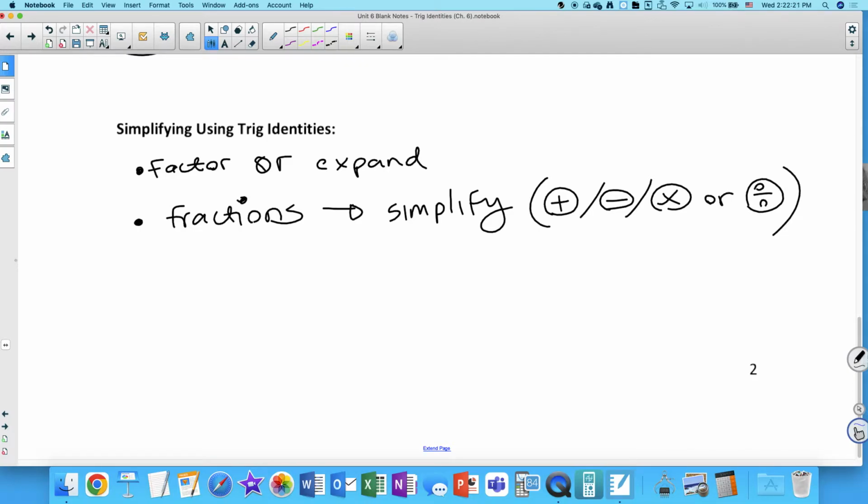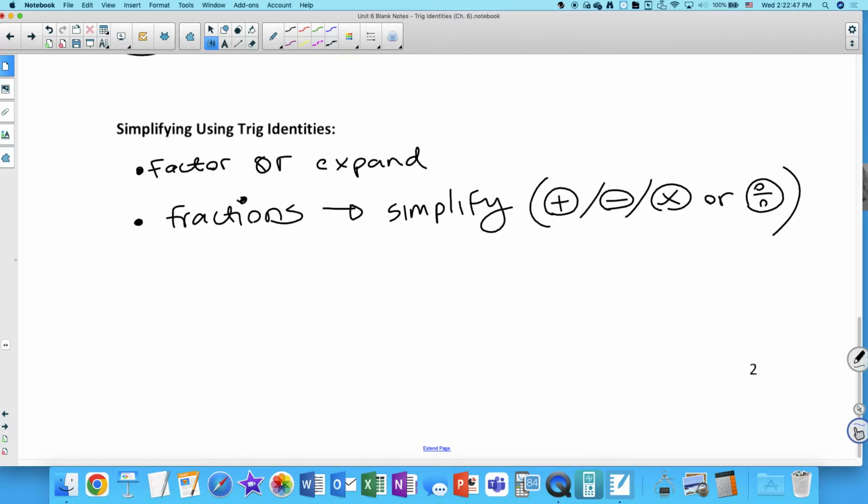And so we need to think about how do we add and subtract fractions. We need a common denominator, right? How do we simplify if we're multiplying or dividing? Well, we can cancel common factors in the numerator and denominator. If we're dividing, we multiply by the reciprocal, that sort of thing. So we have to be thinking along these terms as we go. So that's another thing that can be helpful.